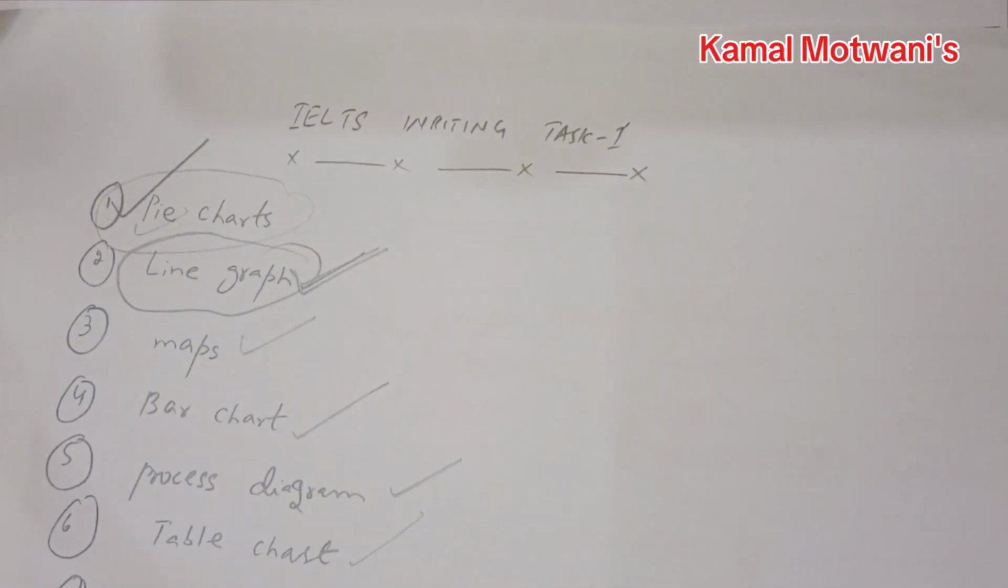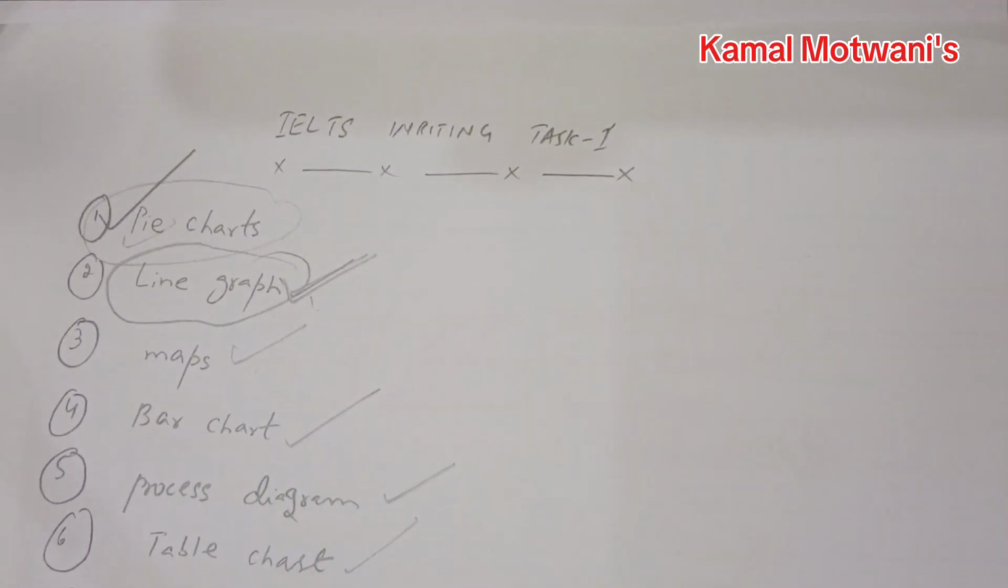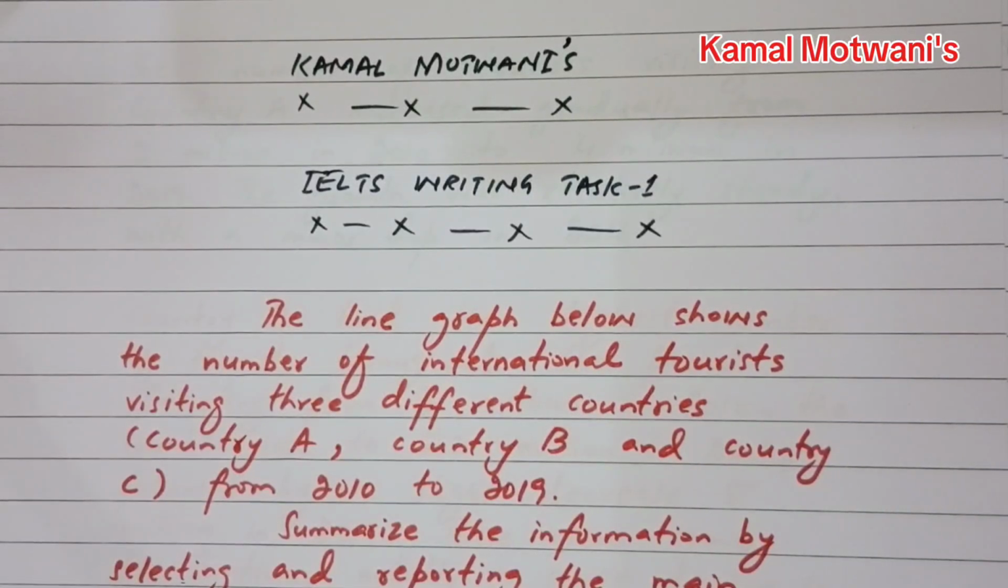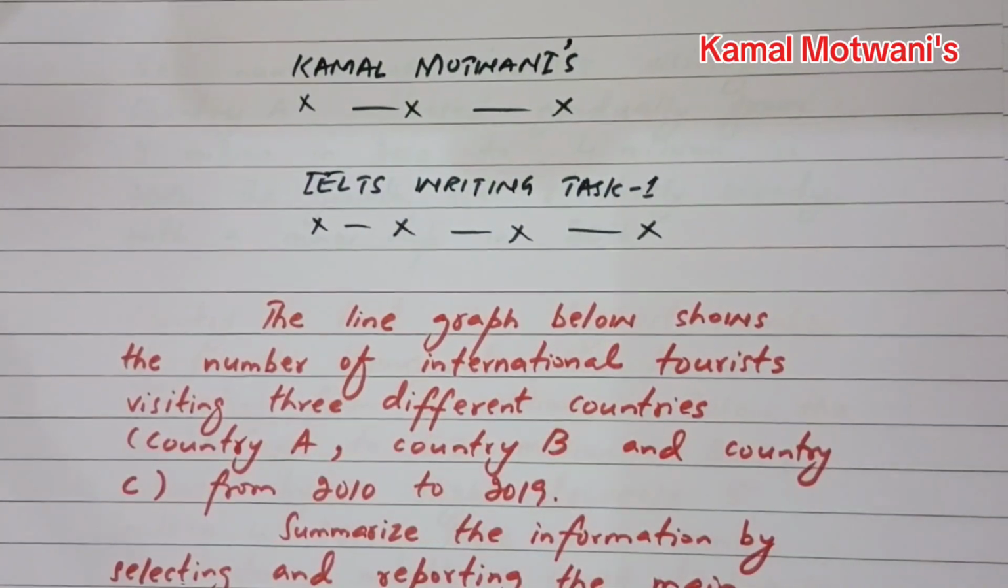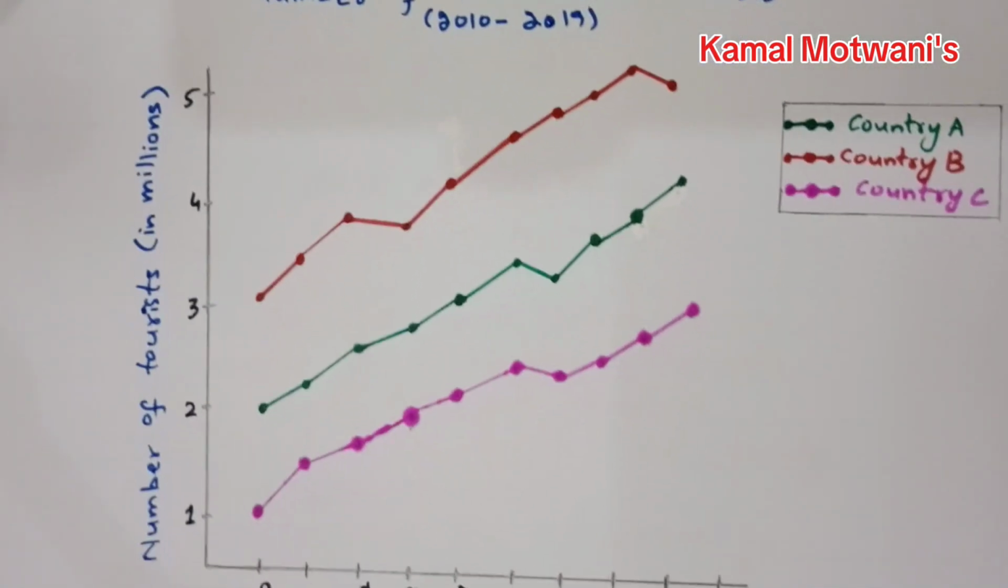Suppose in the IELTS exam you are given a line graph, how would you write the report regarding the line graph in your IELTS exam? So here is the statement regarding the line graph that I'll solve for you today. Let's read it out. The line graph below, okay, where is the line graph? This is the line graph that we are going to solve today.